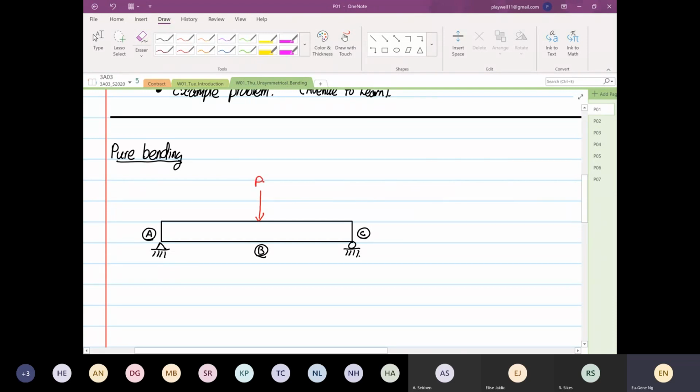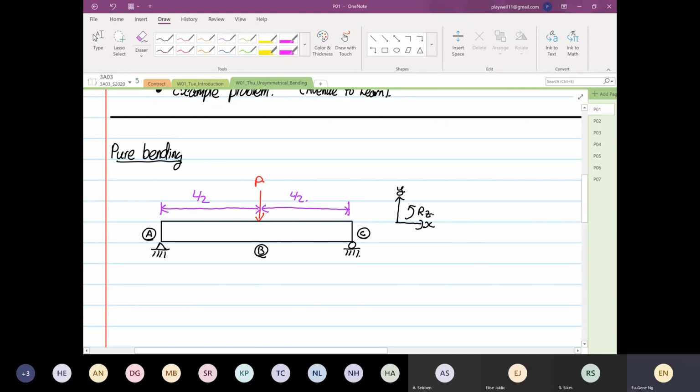Based on distance, the distance from here to here is equal to L over 2. Likewise, the distance from here to here is equal to L over 2. If we were to draw our coordinates, this is our X direction, Y direction. Over here, this is our rotation about our Z direction.